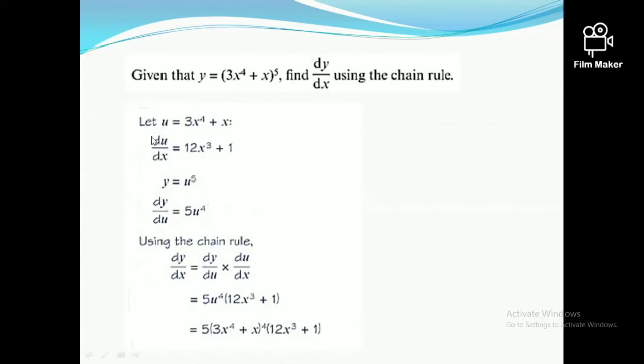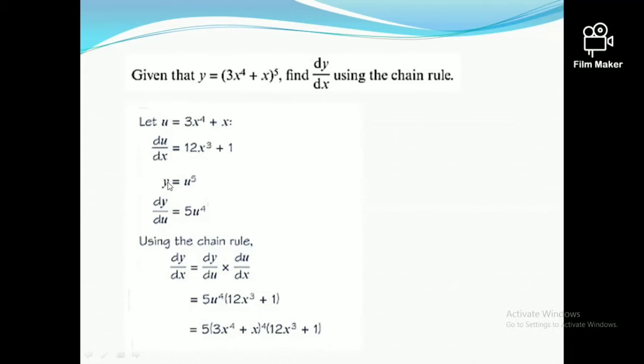Then you obtain the differentiation of u in terms of x. Again, du by dx. If you differentiate it, what do you get? 3x to the power 4 differentiation is 3 into 4, that is 12, x to the power 3 plus x differentiation is 1. Okay. Then we know that if I take this term as u, this function turns into y equals u to the power 5.